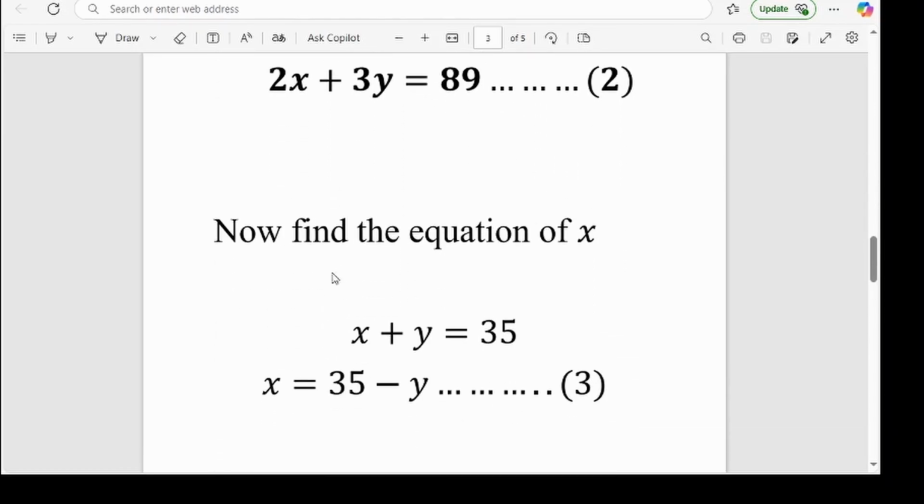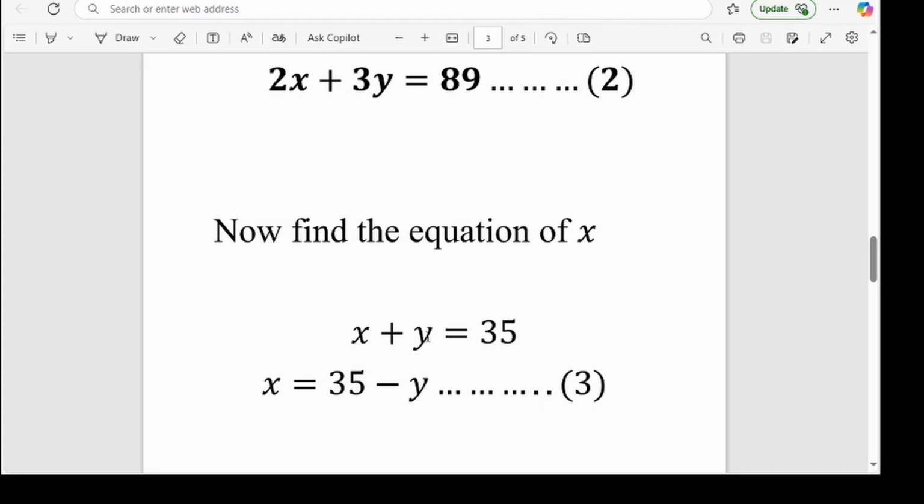Now we find the equation of x from equation 1, right? So we are making the age of Ocklish to be the subject of the equation. In order to make it the subject of the equation, we must let the age of Ocklish, which is x, stand on its own, right? So for it to stand on its own, this positive y must cross to the other side for x to be independent and stand on its own.